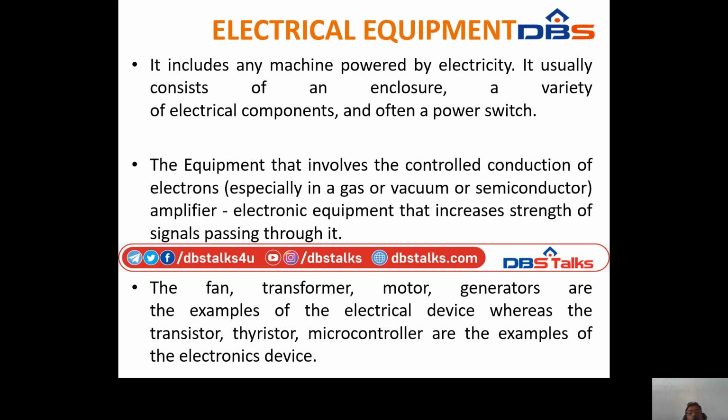Amplifier: electronic equipment that increases the strength of signals passing through it. The fan, transformer, motor, and generator are examples of electrical devices, whereas the transistor, thyristor, and microcontroller are examples of electronic devices.